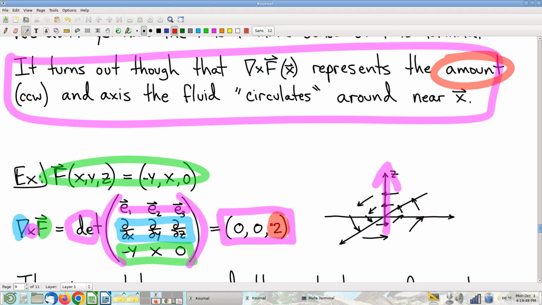But this being 2 indicates how much rotation there is around that axis. If this were a 17 instead of 2, this would be a much stronger rotation. There'd be longer field lines going around, much more fast rotation. If this were negative, it would be going the other way.